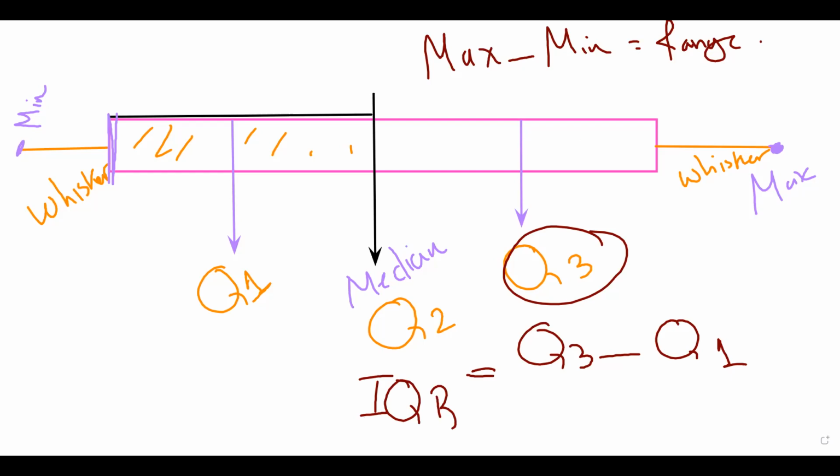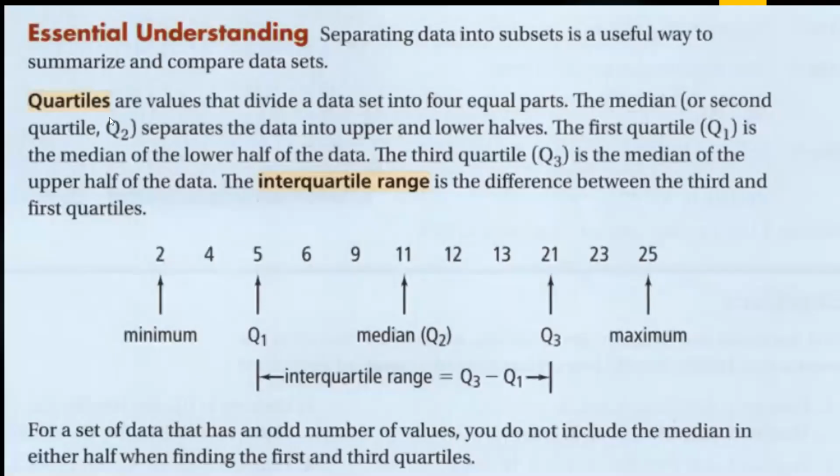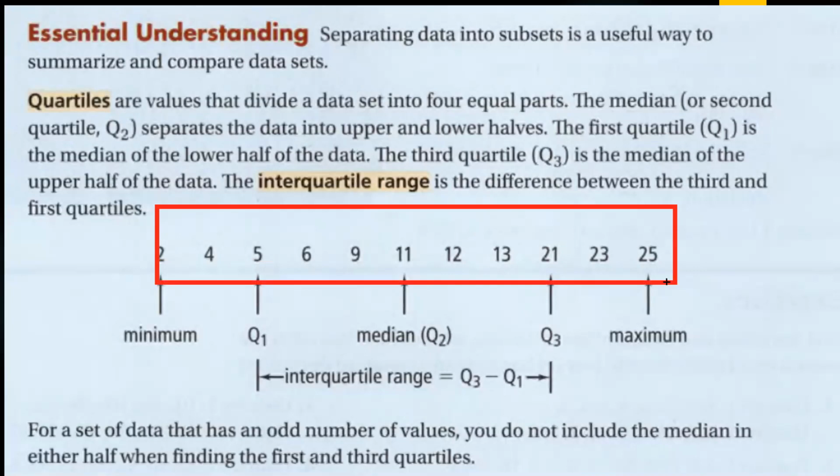Now forget the bars of chocolates. Let's come back to our lesson here. So as I told you, the quartiles are values that divide the data into a set of 4 equal parts. The median separates the data into upper and lower halves, like a bar of chocolate, as I told you before. So this is here, the bar of chocolate that you have.